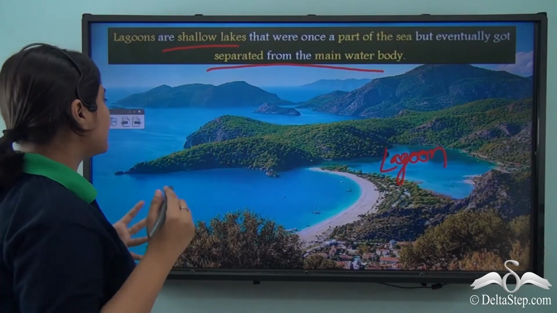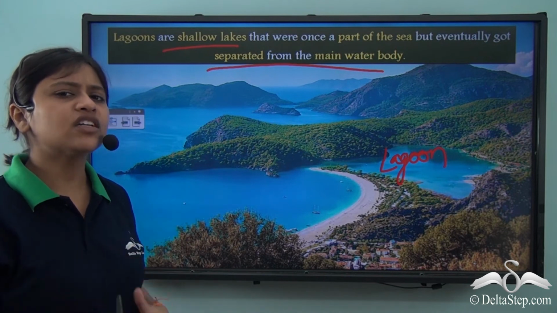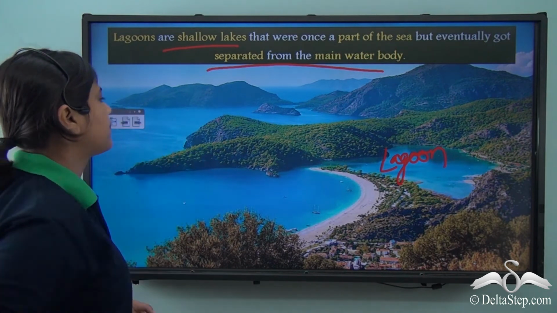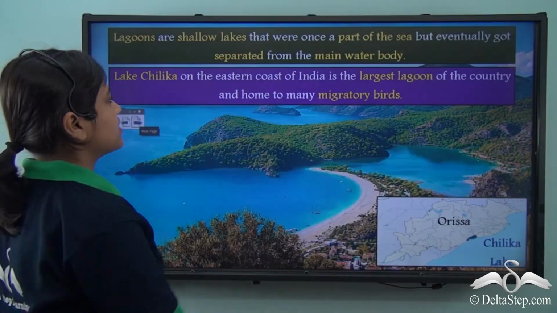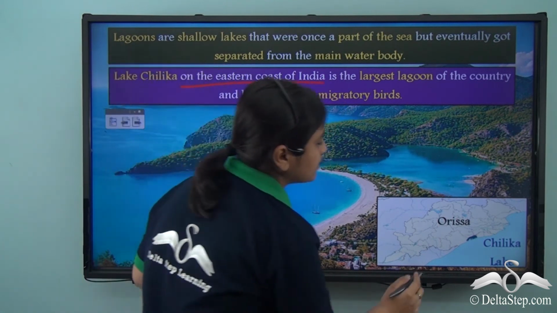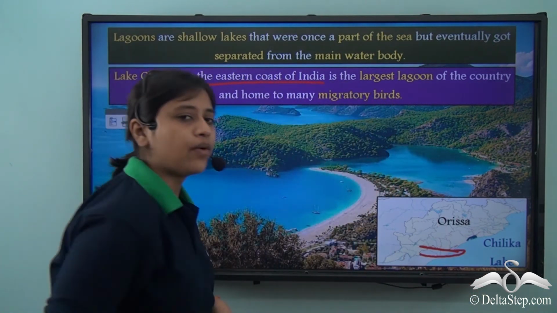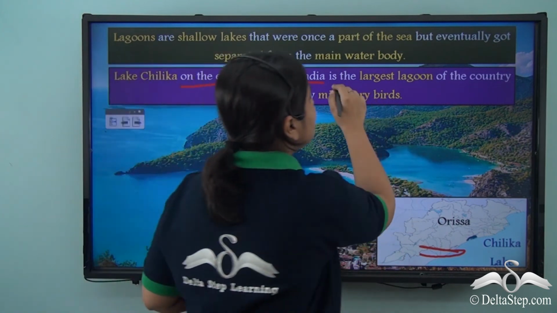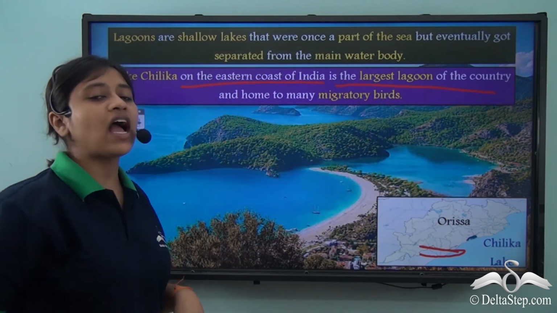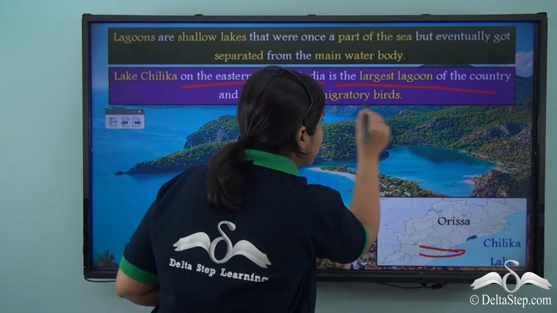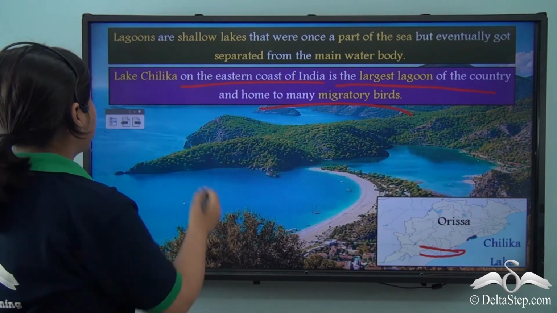A very important example of such a lagoon is Lake Chilika, that is on the eastern coast of India, as you can see here, right? And it is the largest lagoon of the country and home to many migratory birds, right?